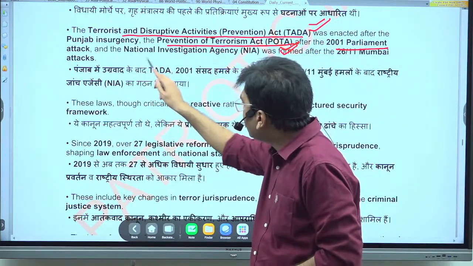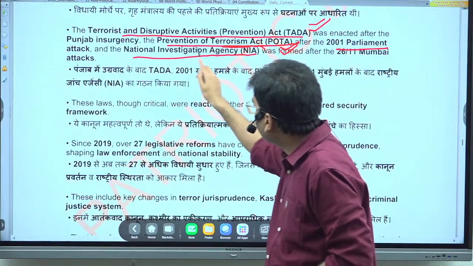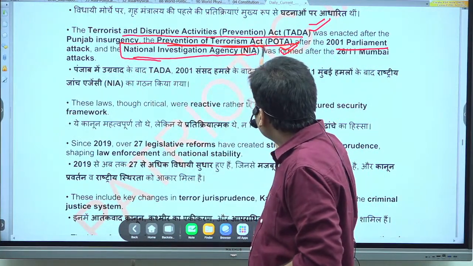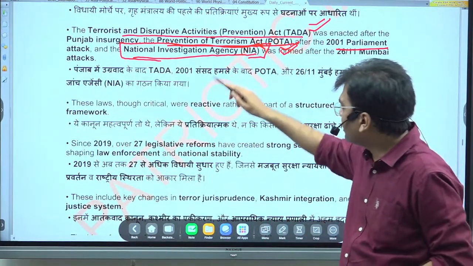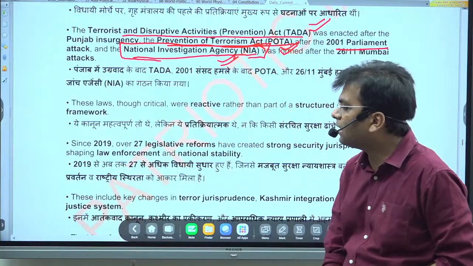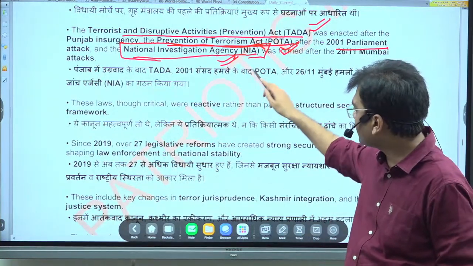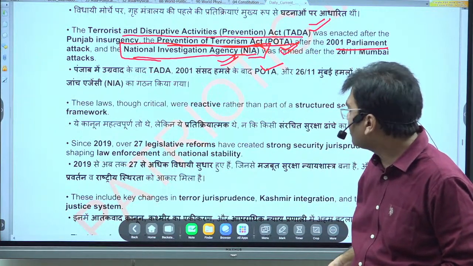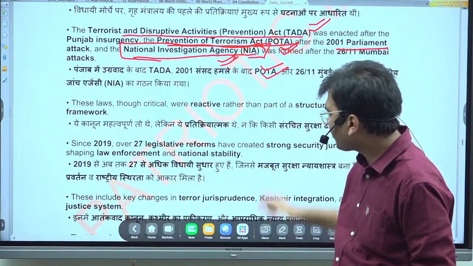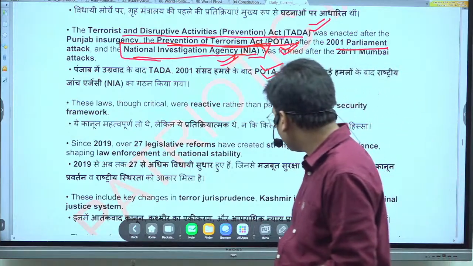Now we have the National Investigation Agency. This is a permanent body. Whenever there is any terrorist case or blast case, this agency takes the lead and investigates. So these are the things you should know, how there has been change on the legislative ground. Okay, so all this has been discussed here.